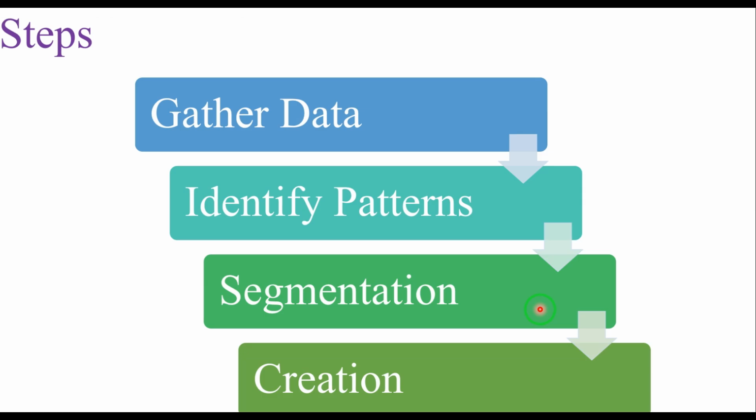Now it's time to talk about 4 main steps that you should follow in order to write your persona for your business. The first step is gather data. Collect insights from user research, surveys, interviews, and analytics to understand user behaviors, preferences, needs, and goals. The second step is identify patterns. Analyze the collected data from the previous step in order to identify common trends, behaviors, and pain points among users and group them based on shared characteristics.